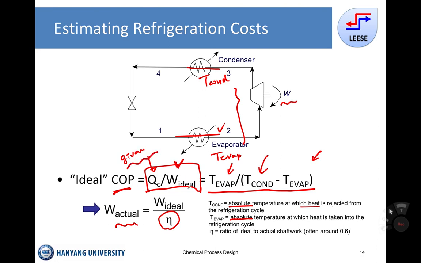Then once we have this ideal power, using the efficiency we can estimate the actual power. Once we have the actual power, you probably have the unit power cost. Then the unit power cost multiplied by the actual power requirement of the refrigeration cycle gives you the cost of the refrigeration.